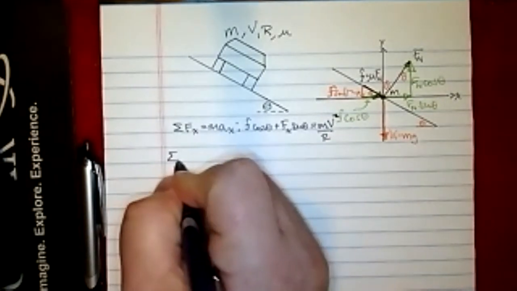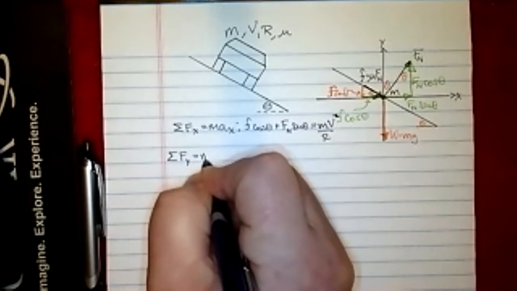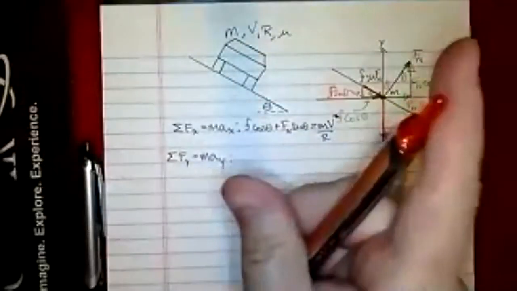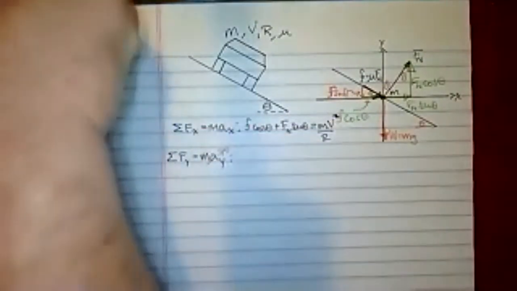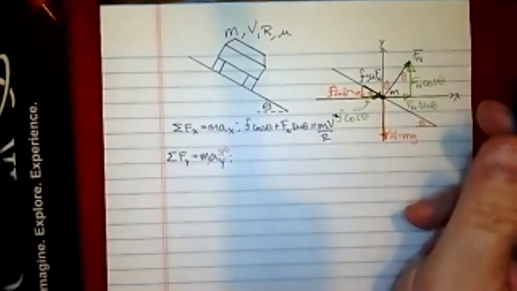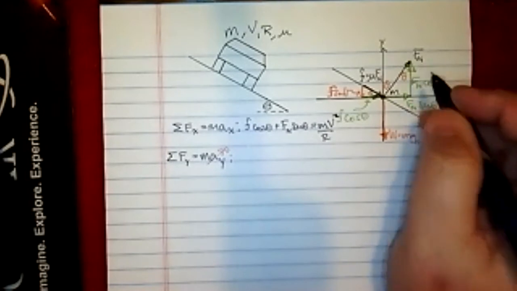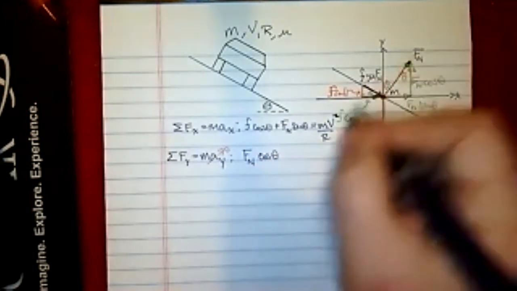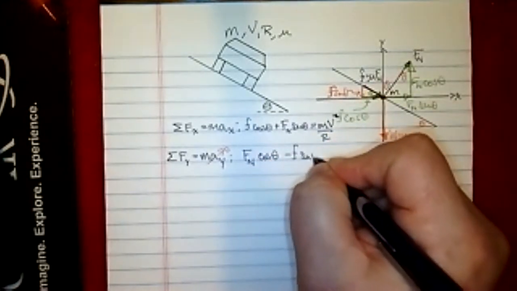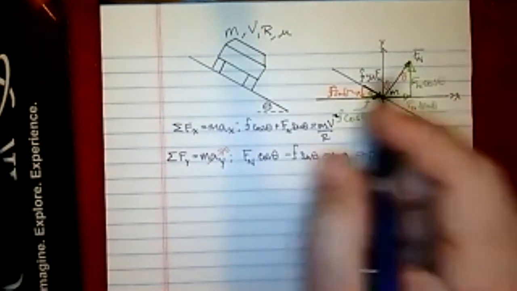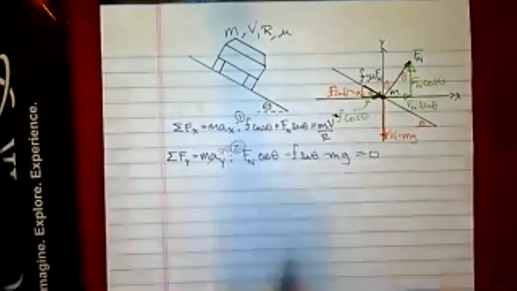Now the summation of the forces in the y direction is equal to mass times acceleration in the y direction. In this case, we again are assuming the vehicle is not bouncing up and down, so the acceleration in the y direction really should be 0. So I'll cancel that out, call it 0. Now I just take all the other forces that are acting and set them all equal to 0. So it turns out the only forces that are acting are Fn cosine theta, which is positive, and then minus F sine theta, which is negative, and minus mg, and all that's equal to 0. I'm going to call this equation 1. I'm going to call this equation 2.